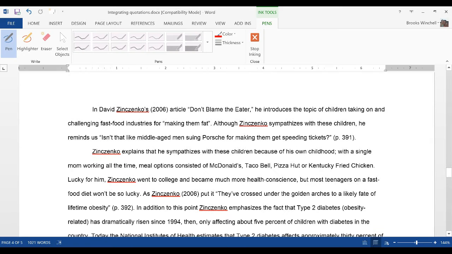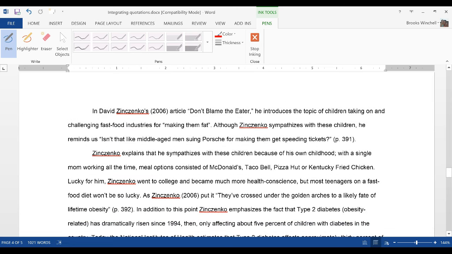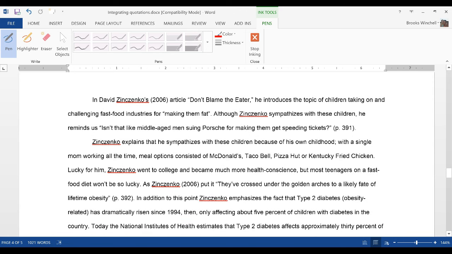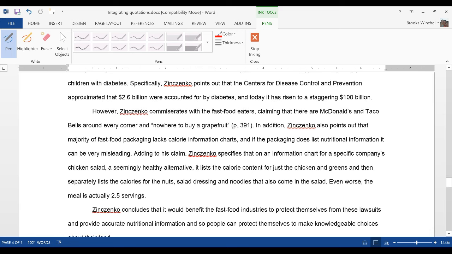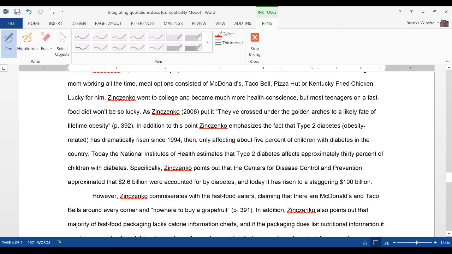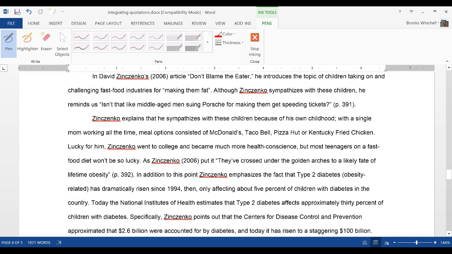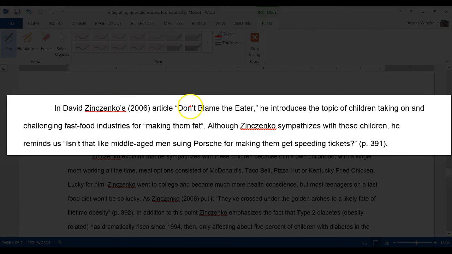So here's an example of a summary, and this is just like the summary you just wrote. Here's a summary of David Zinczenko's article, Don't Blame the Eater. So we'll take a look at it, and I think it's a pretty good summary of the article. She captures it well, completely and accurately, and also she integrates quotes pretty well in here too. So let's see how the quotes and the summary go together as part of this sample. So in David Zinczenko's 2006 article, Don't Blame the Eater, he introduces the topic of children taking on and challenging fast food industries for making them fat.